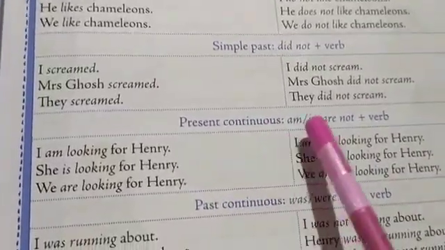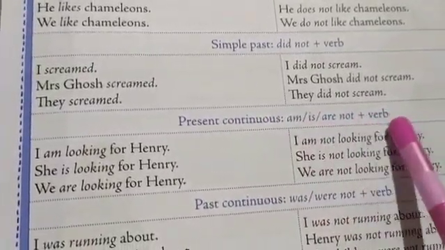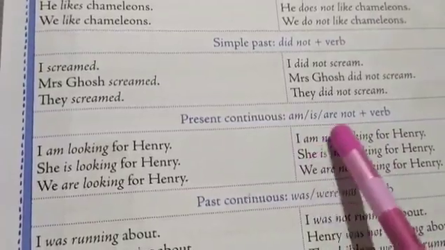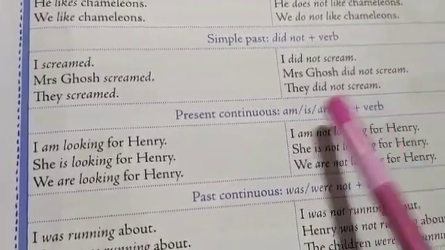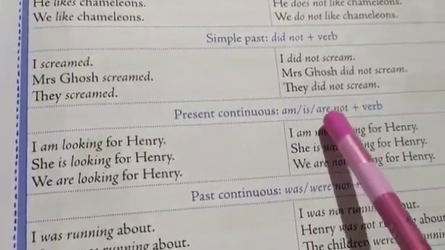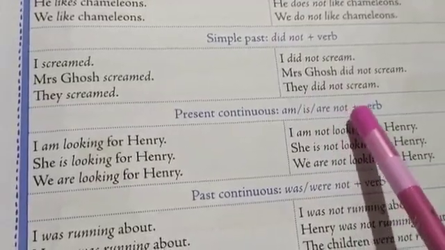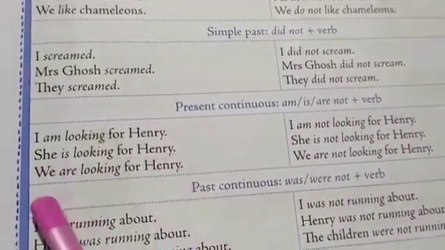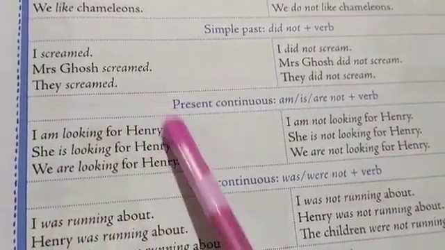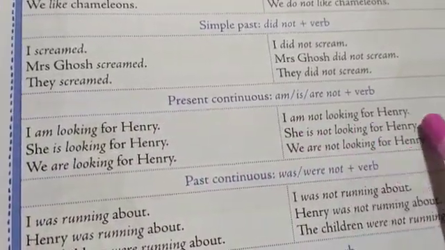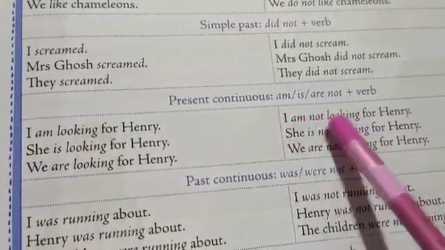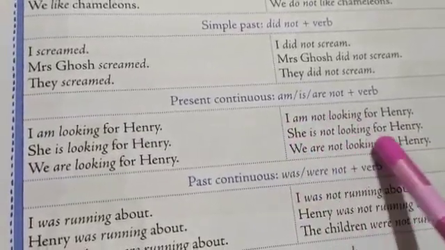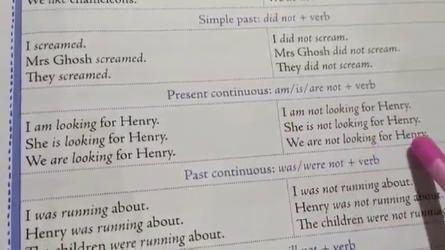Present continuous: am, is, are, not plus verb. In present continuous, for a negative sentence, we use the helping verbs and not before the verb. Here you see, I am looking for Henry, she is looking for Henry, we are looking for Henry. Positive. I am not looking for Henry, she is not looking for Henry, we are not looking for Henry.